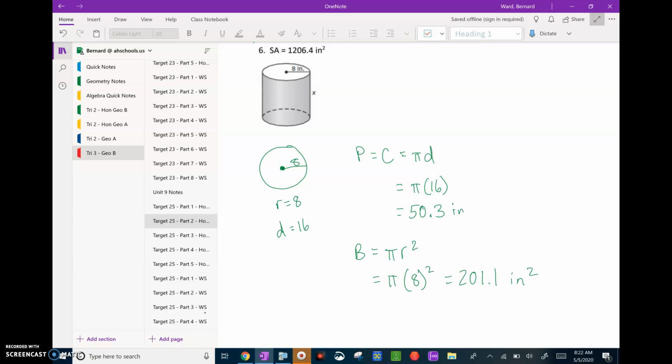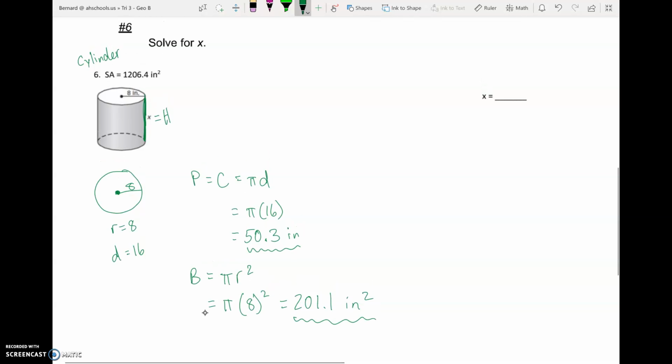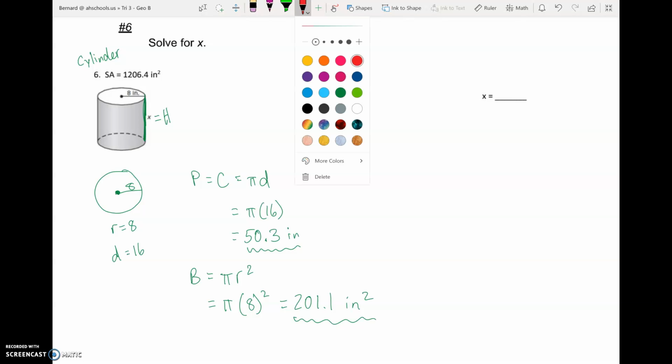Now, remember, we are definitely not done here. We had to find P and B for lateral area and surface area formula, but now we're going to have to work backwards and figure out what this X is. Now, just so you know, this X is the height of the walls connecting our two circle bases, right? So this is that H we talked about. This is our height. And so let's start working backwards.